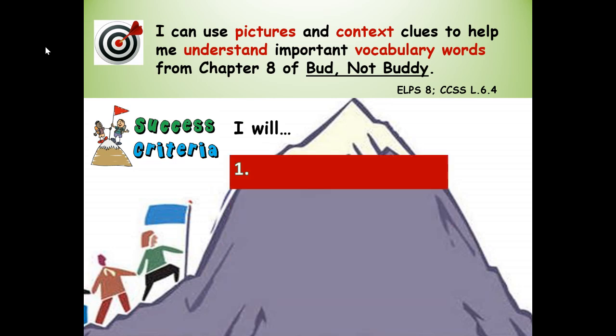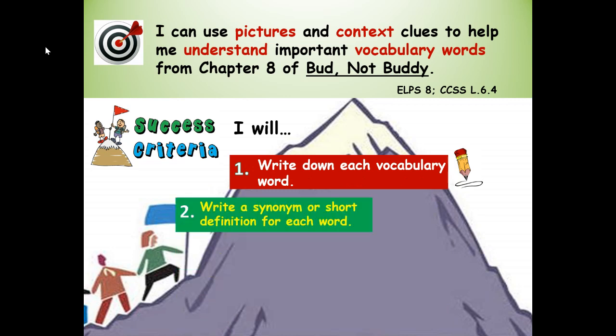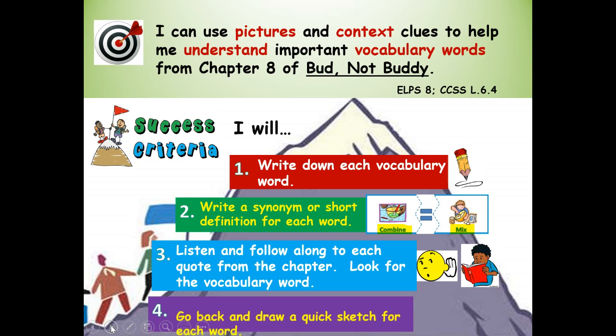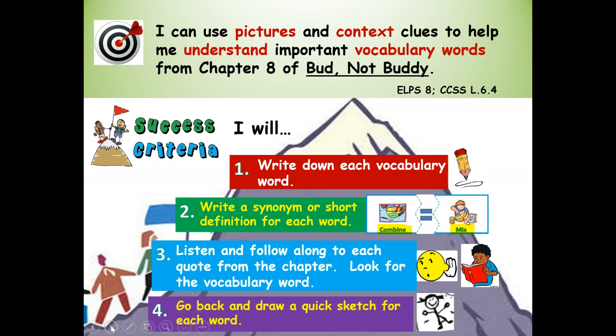I will, number 1, write down each vocabulary word. 2, write a synonym or short definition for each word. 3, listen and follow along to each quote from the chapter and look for the vocabulary word. And then finally 4, go back and draw a quick sketch for each word. And don't worry, you can always push pause if I'm going too fast. And at the end of the lesson, I will have a review slide with all 5 of the words, 6 to 10.